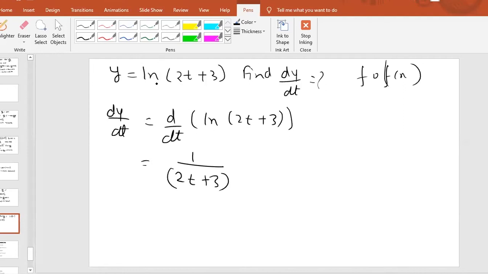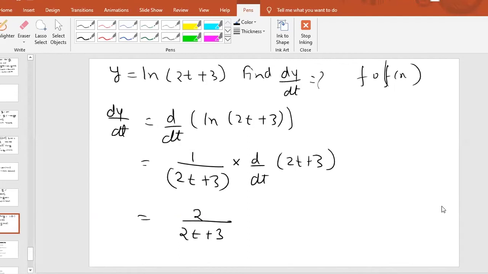Correct? Differentiation of log is 1 by x. But in the place of x, it is 2t plus 3. So write 2t plus 3. Multiply. Now we have to multiply by d by dt of 2t plus 3, in the numerator. What is the differentiation of 2t plus 3? It would be 2 plus 0. So the answer would be 2 by 2t plus 3. Understand? Yes, it is 2 by 2t plus 3.